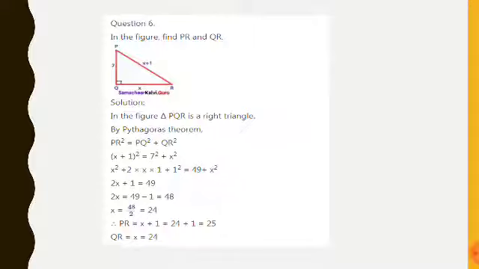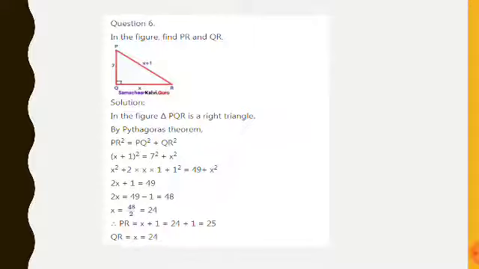Then next, there is a square shape, 90 degrees. So 90 degrees means right angle triangle. What is meant by the right angle triangle? It is a Pythagorean theorem. Very good. In the figure, triangle PQR is a right angle. Then PR square is equal to PQ square plus QR square.